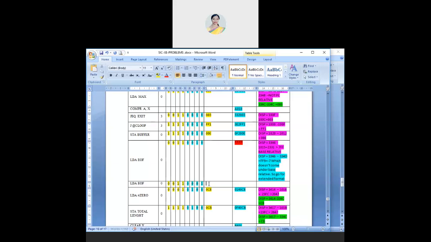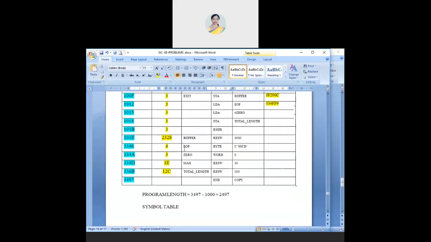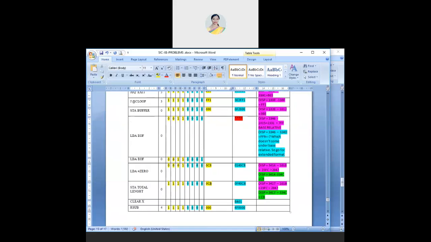So what will be here now? The direct address, no? Yes or no? What is the address of EOF? 3346. 03346. Yes. So what will be your object code? 0. Yes. Then these 4 bits is 3 and 1 0 3 3 4 6. Okay, am I right now?